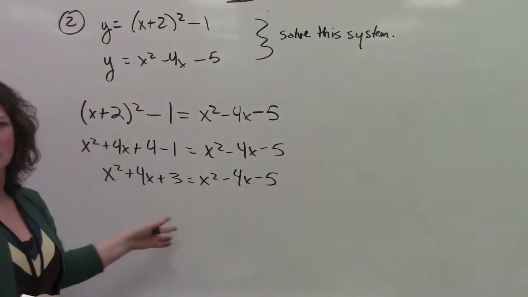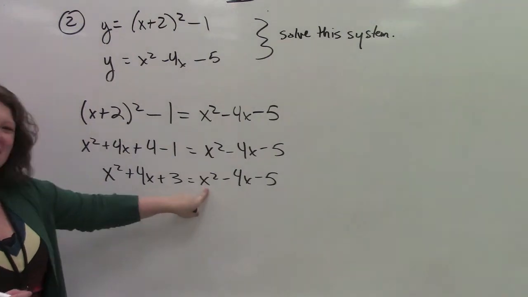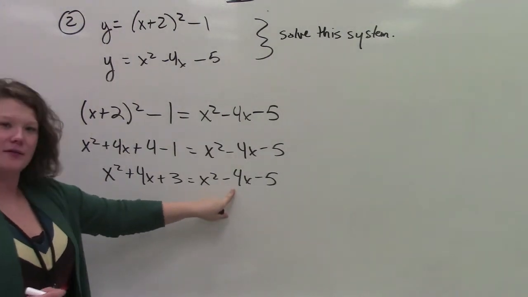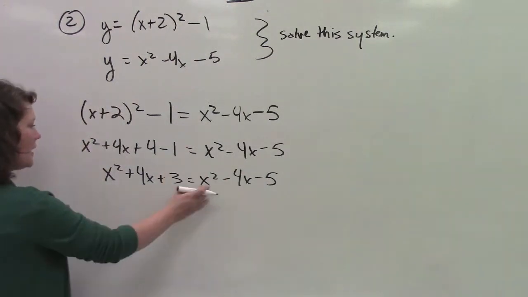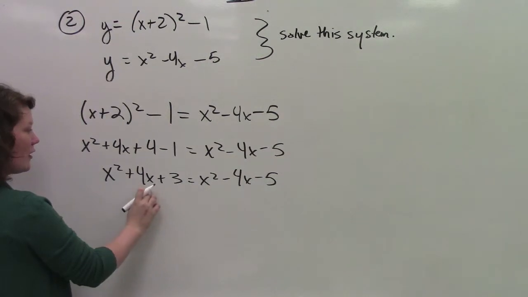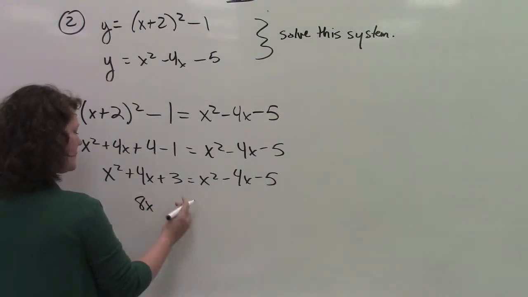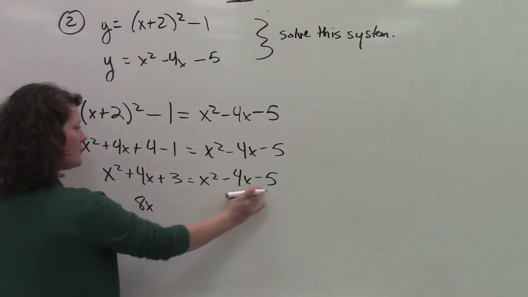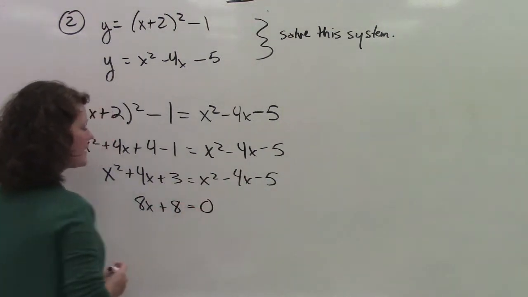I want to set one of these sides equal to 0. So I'm going to subtract x squared, add 4x, and subtract 5 from both sides. x squared minus x squared is nothing. 4x plus 4x is 8x. 3 plus 5 is plus 8 equals, and 0 is left on this side.